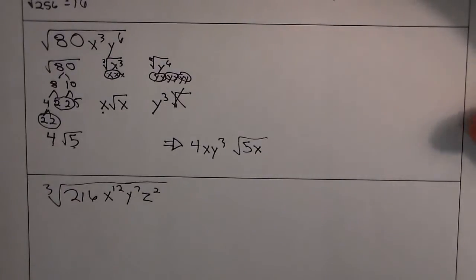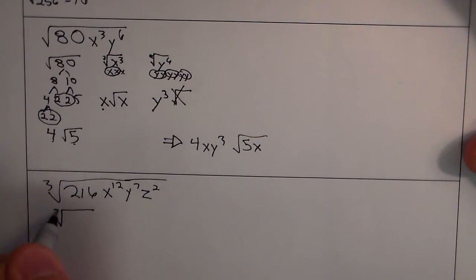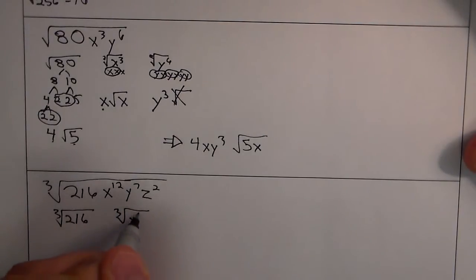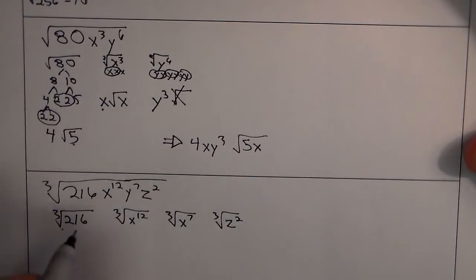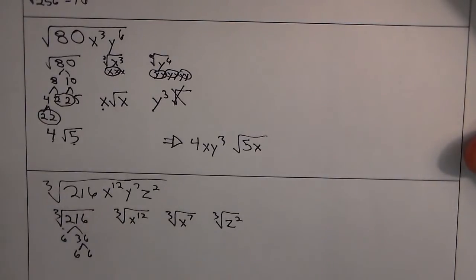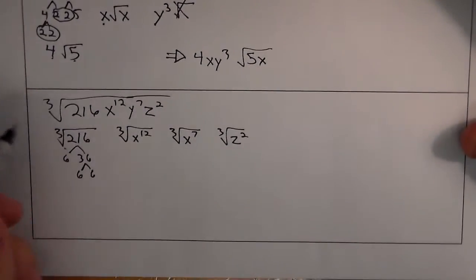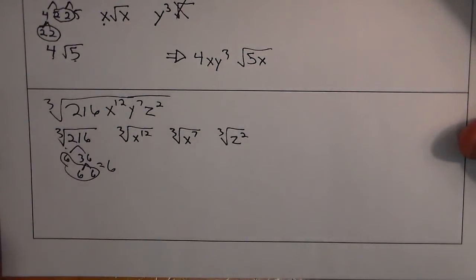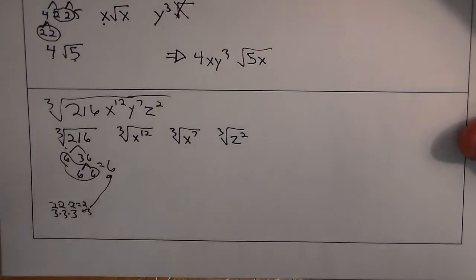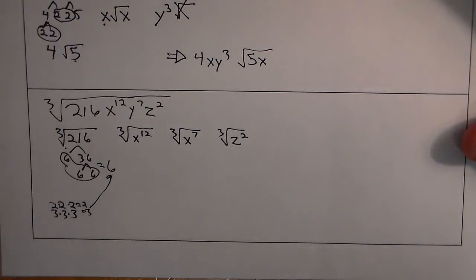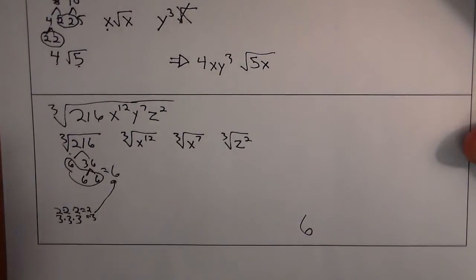So now we take that and look at the cube root of 216 first. Then we got cube root of x to the 12th, cube root of y to the 7th, and then the cube root of z squared. 216 is 6 times 36, and 36 is 6 times 6. From that, I see that I have 3 6's, and this is a 6. If you missed that, or you factored it differently, you would also get to 2 times 2 times 2, 3 times 3 times 3, which would give you a 2 and a 3, which also gets you to 6. So however you factor it, you need to get that the cube root of 216 is 6. That part's done. Throw a 6 over there.